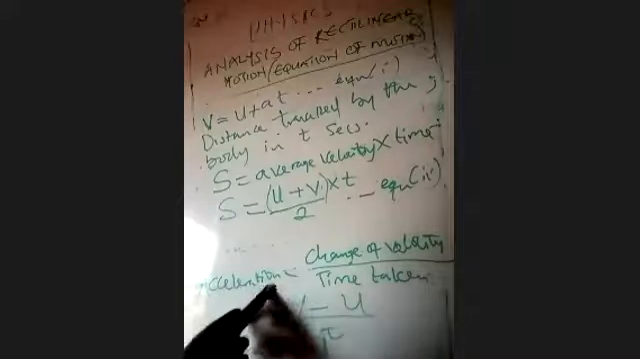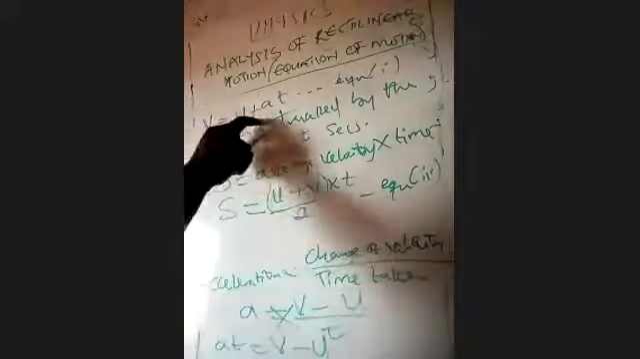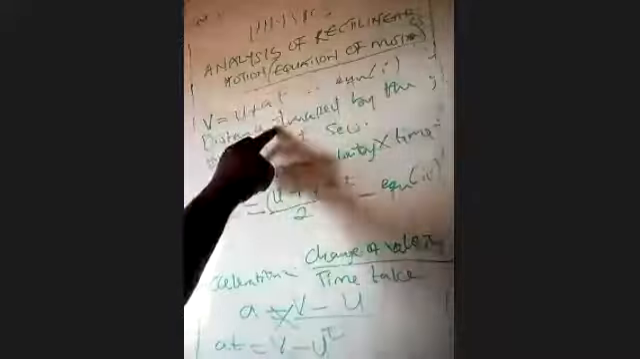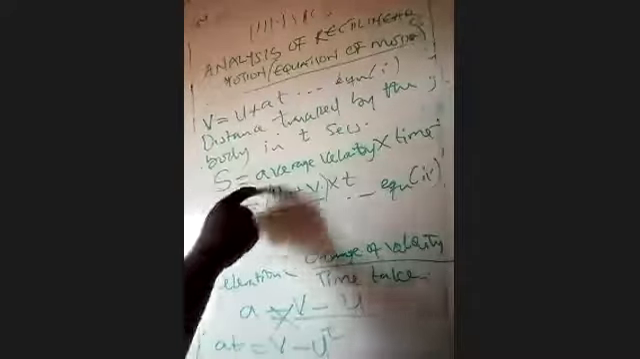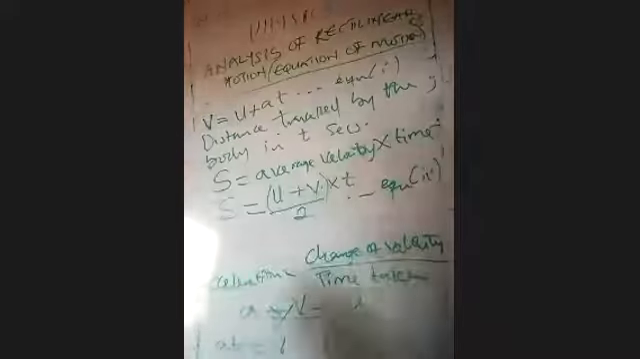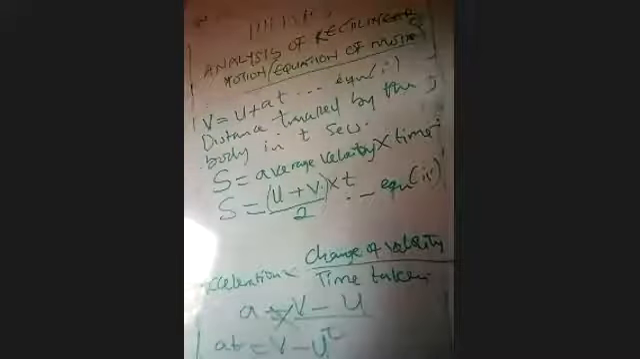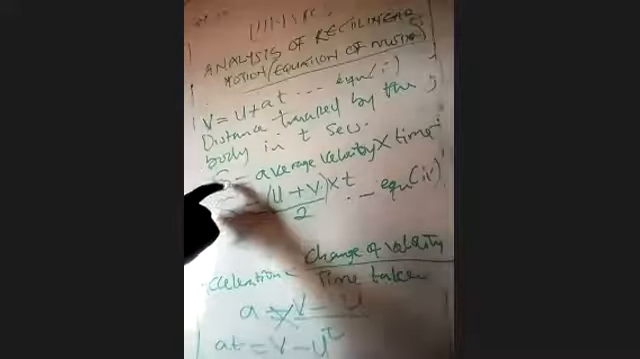Now, the distance traveled by the body in t seconds. So we've talked about acceleration, and we have V is equal to U plus a t as our equation 1. So that's about distance. Distance traveled by the body in t seconds. So S is equal to average velocity times time.